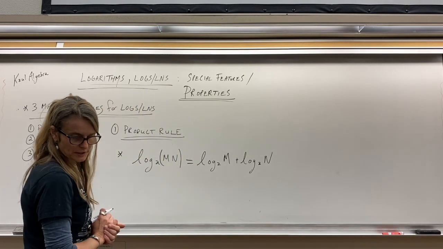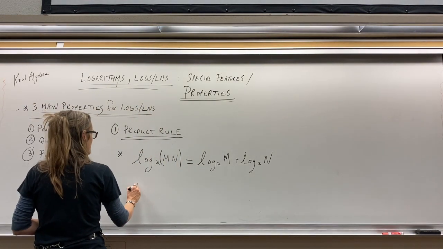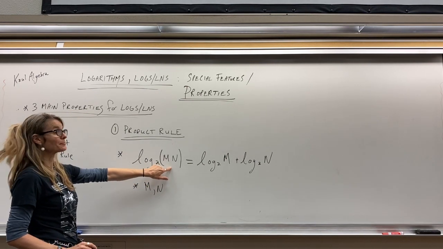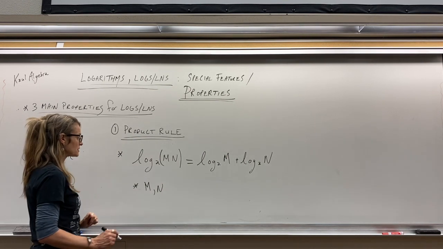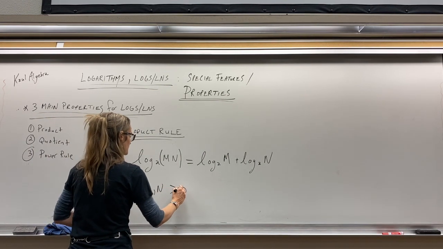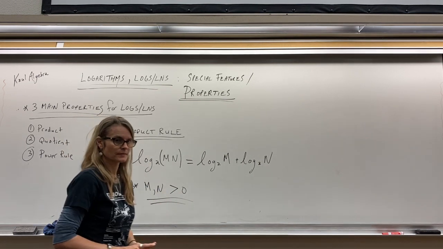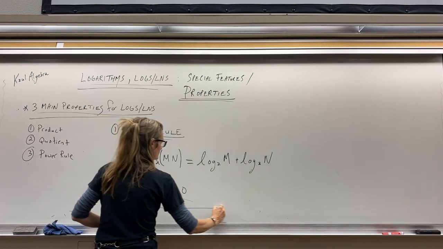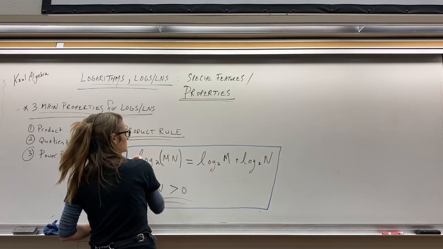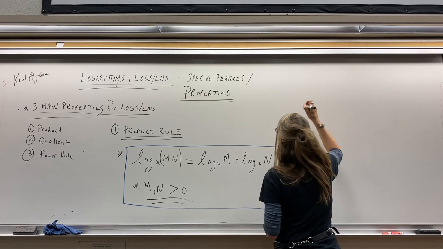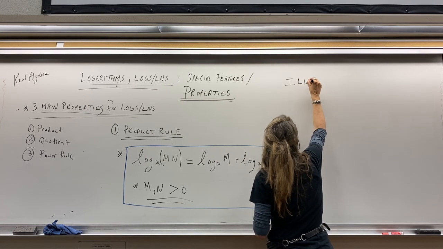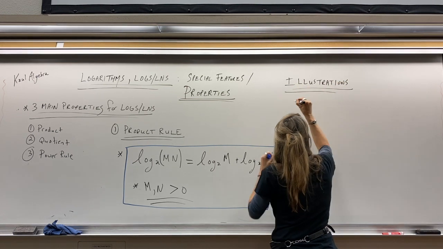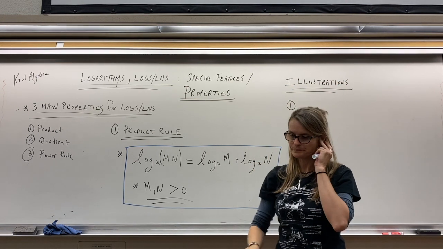Something you want to note is the restriction: we know that these cannot be 0 or negative, so m and n must be greater than 0. We're going to highlight this, and we'll do some quick examples. Illustration number one, how we apply this rule.